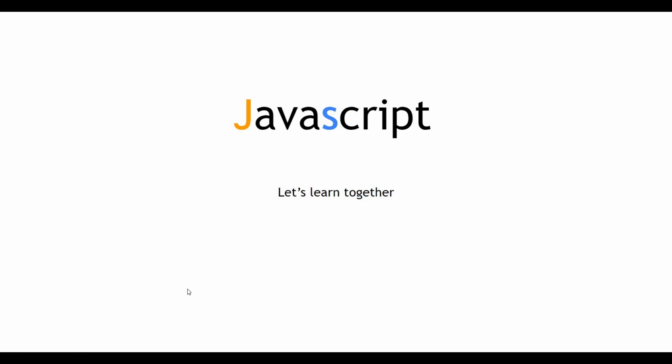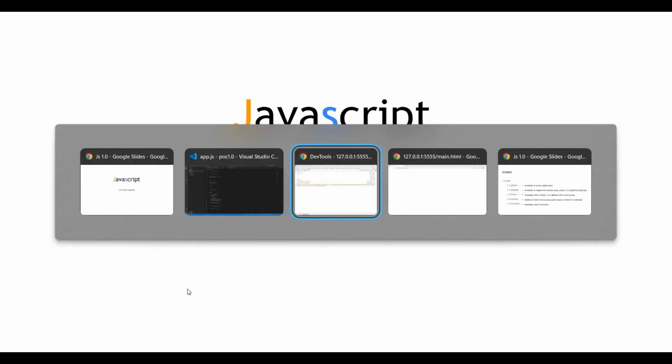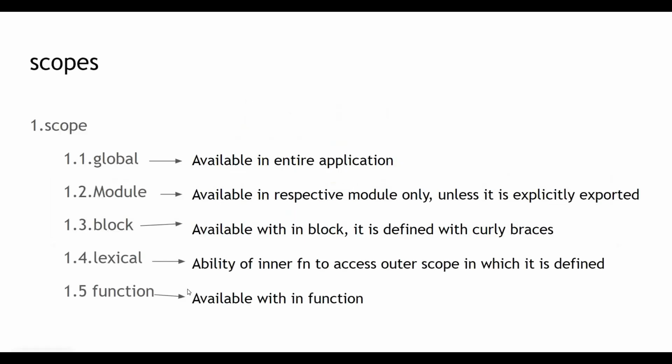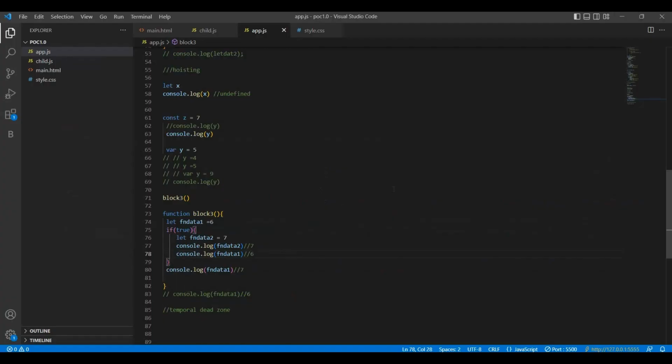So as part of learning JavaScript, today we'll learn about scopes. In scopes, we have five different types of scopes: global, module, block, lexical and functional. So let's learn. Okay, in the previous video we discussed var, const and let variables, right?